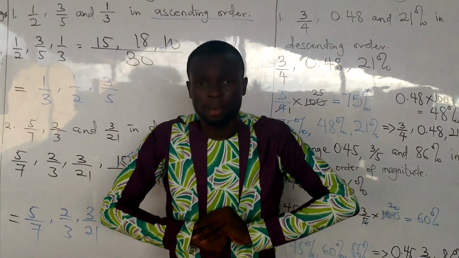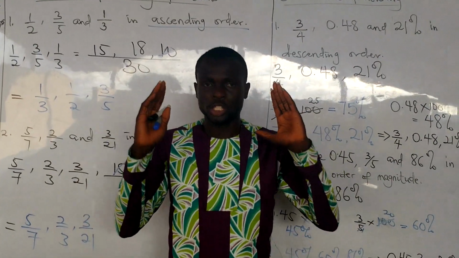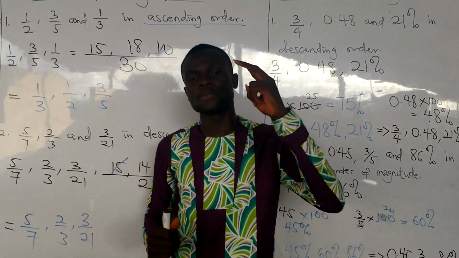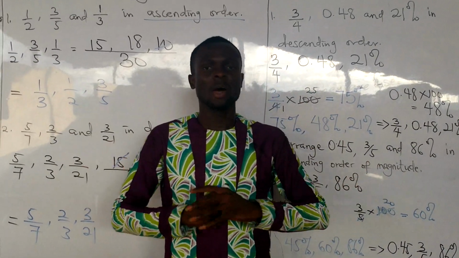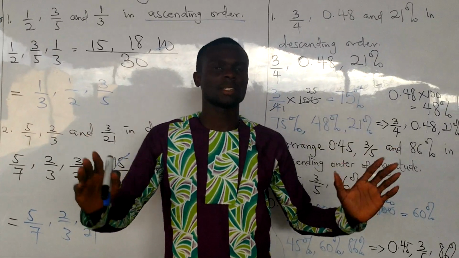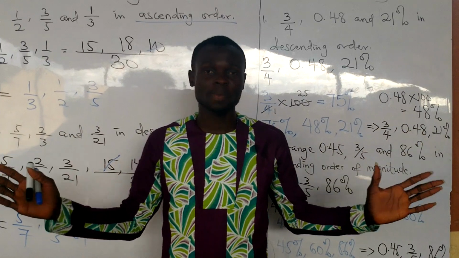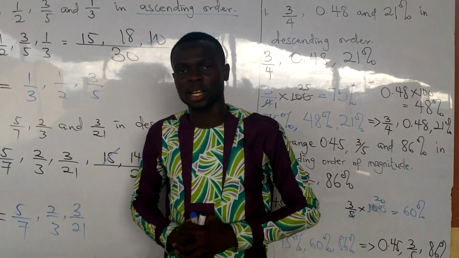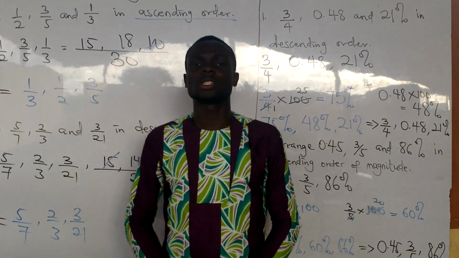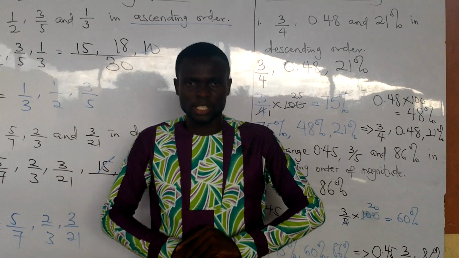Next week, if God permits, when we meet here, we are going to talk about shapes and space in Form 2. In Form 2, we want to talk about the nets, perimeters, the properties of quadrilaterals. Then later, we'll come back to Form 1 and talk about fraction, addition and subtraction of fraction.